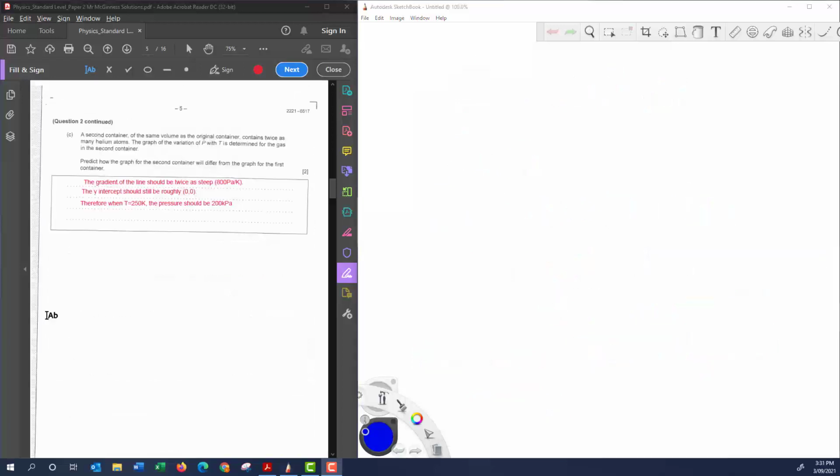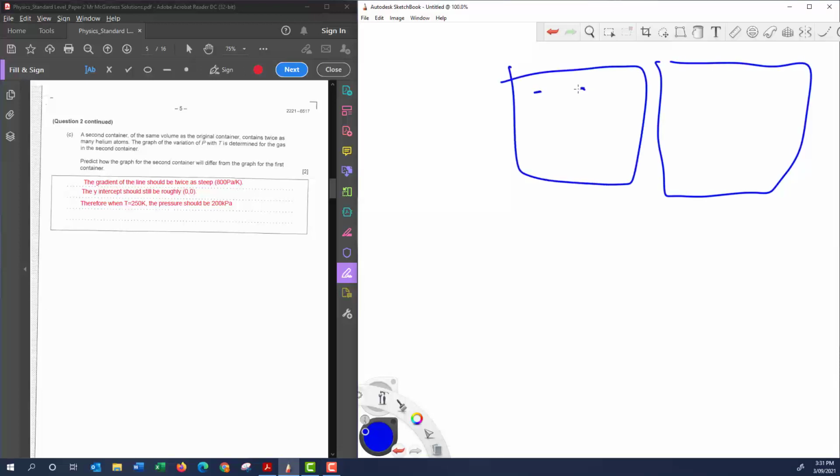So now let's have a go doing C. For this one, it's saying there's a new container where we put twice as much gas in the same volume. So if we have a think about what this looks like, this is what the container was. So the container was like this. But now there's twice as many things in there.